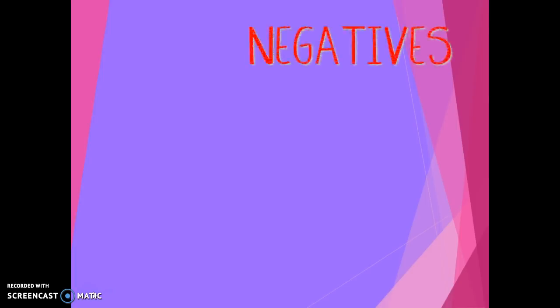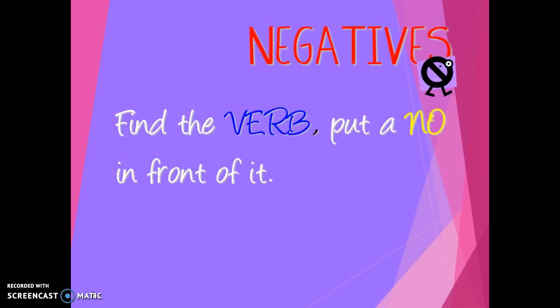But wait, there's more. We have the negatives. How do we make it negative? So instead of saying I use, yo uso, I want to say I don't use. So what do we do? We find the verb and we put a no in front of it. So, yo hablo español. What would be the negative? Yo no hablo español. Muy bien, clase.